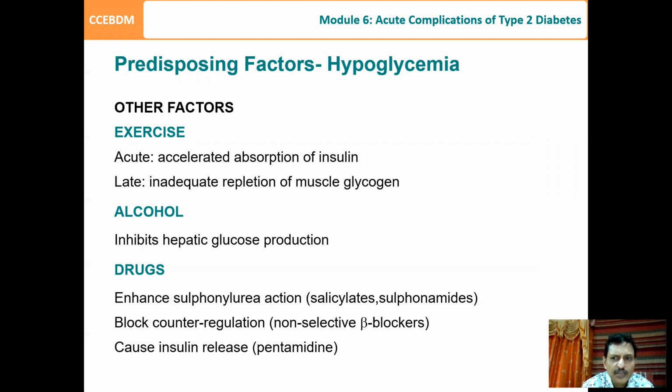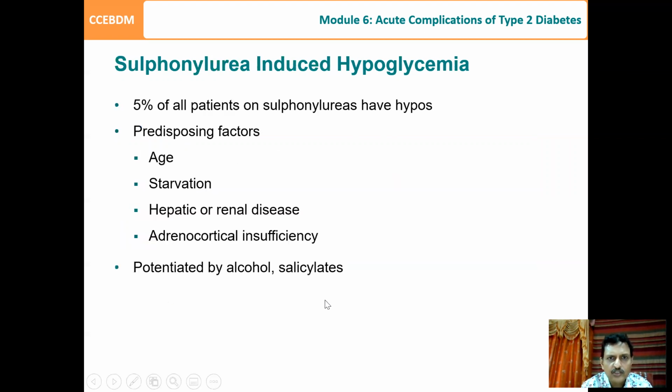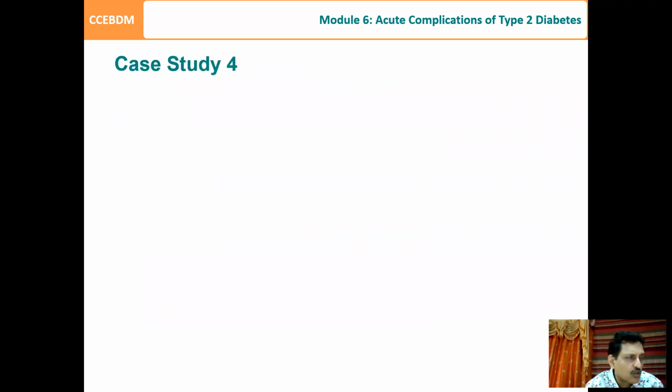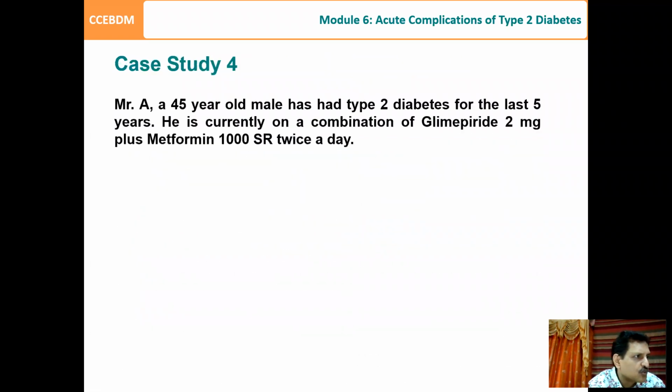Sulfonylurea-induced hypoglycemia is seen in about 5% of patients, and the risk may be increased if the patient has advanced age, or if there is starvation, hepatic or renal disease, or adrenocortical insufficiency. So these are the causes of hypoglycemia among patients who are receiving sulfonylurea.